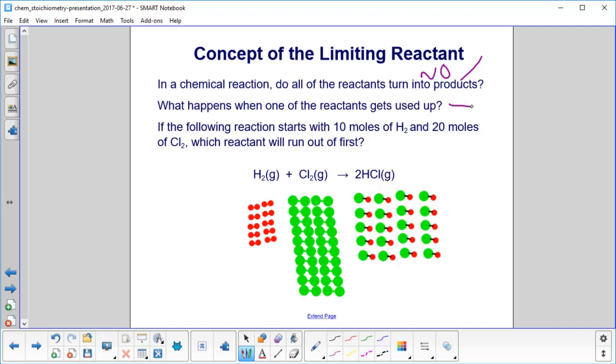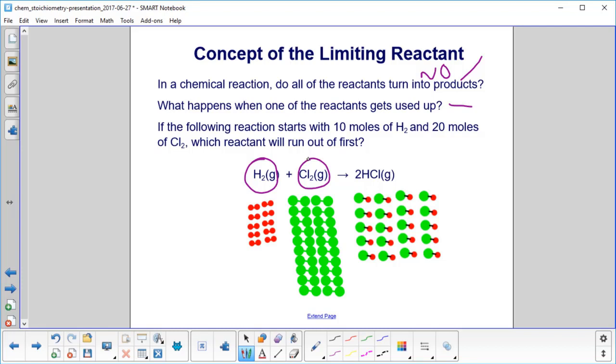So we're going to start with the reaction with 10 moles of hydrogen and 20 moles of chlorine gas. Which reactant will run out first? We made an allusion to this earlier in the unit where we talked about, hey, there's enough nitrogen here for the reaction to go forth, and said we'd talk about it later. That's what we're talking about now, this concept of limiting reactants.